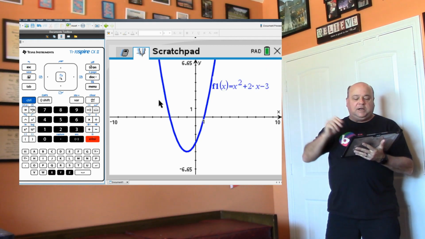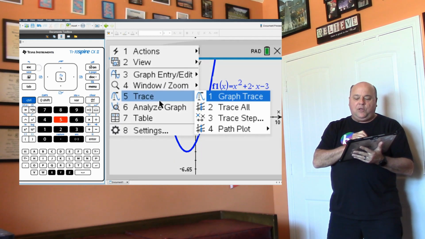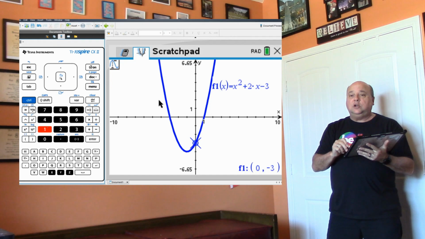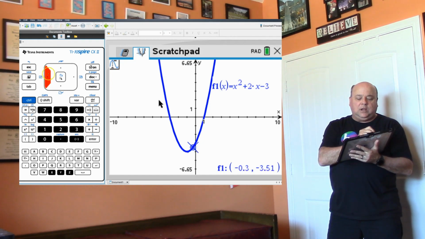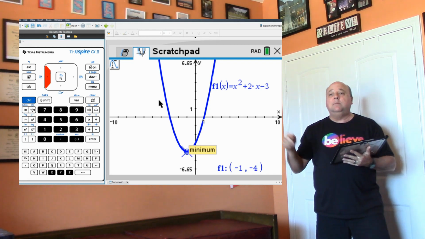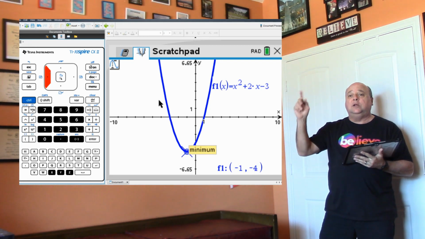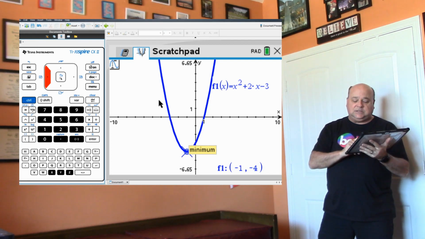Now then, we need to trace to the vertex. So menu, trace is 5. Graph trace is 1. Notice we start off at our y-intercept, which is 0, negative 3. Hit the left arrow button 4 times, and bam, the minimum is negative 1, negative 4. Notice the x is negative 1. That's going to be your axis of symmetry.